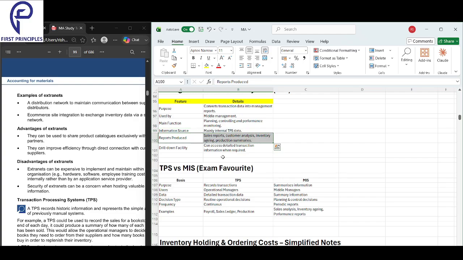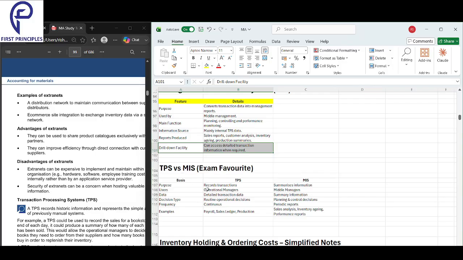The reports produced are sales reports, customer analysis reports, inventory aging reports, and production summaries. It can access detailed transaction information when required. So whenever required, you can get detailed information from the TPS, but mainly this uses summarized information.